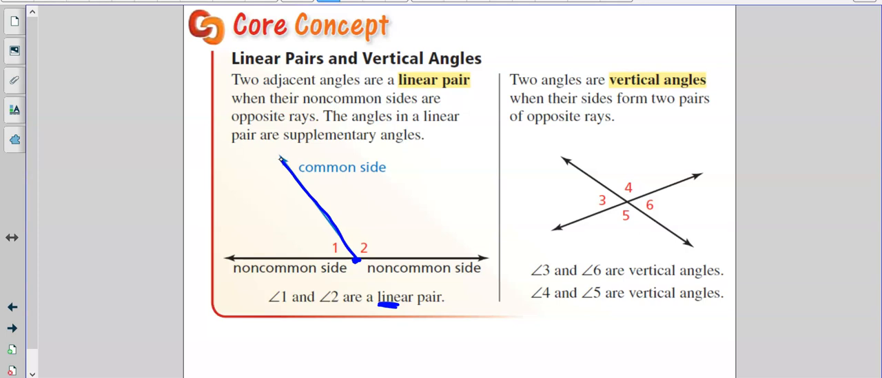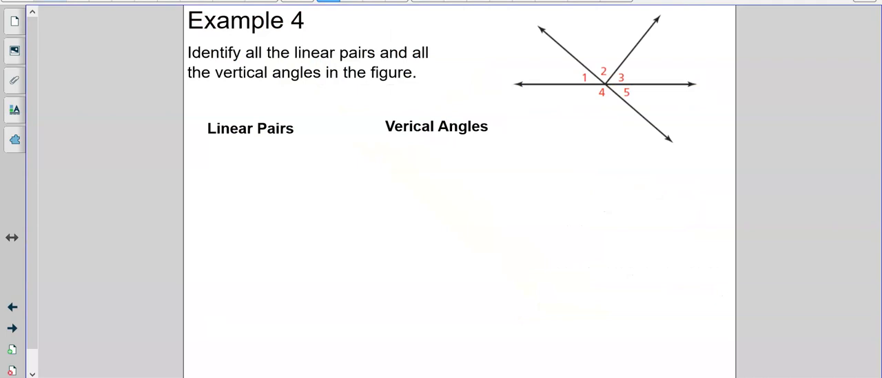Two angles are vertical angles when they're opposite. So when you draw an X, any kind of shape of an X, this angle and this angle are vertical, and this angle and this angle are vertical, and they're also going to be equal. They're going to be congruent. So identify all the linear pairs and all the vertical angles.